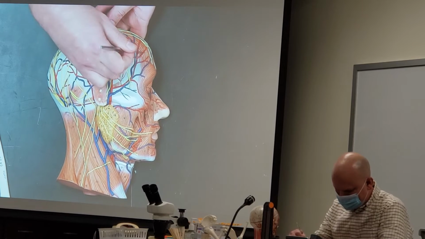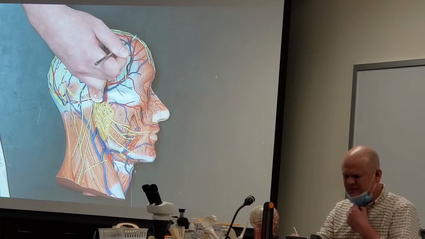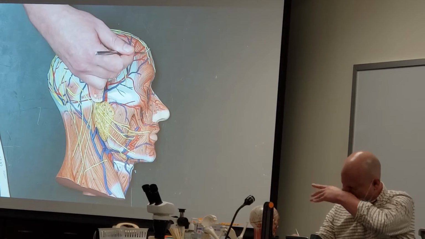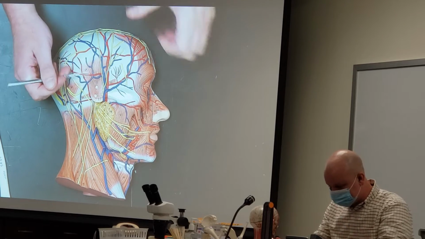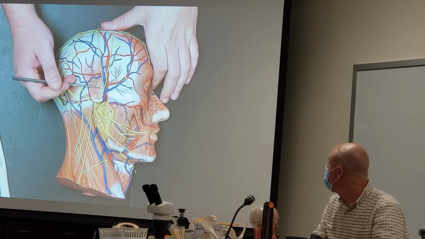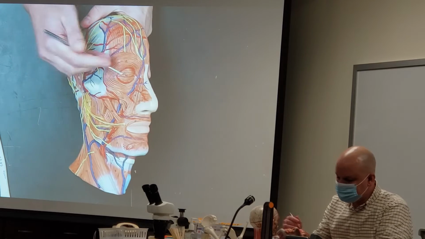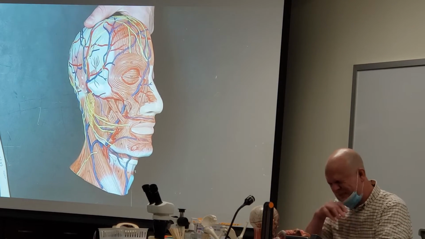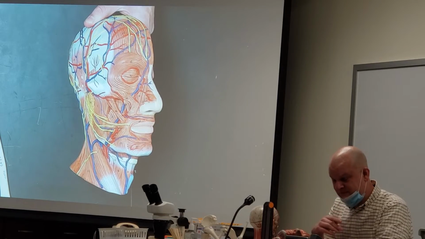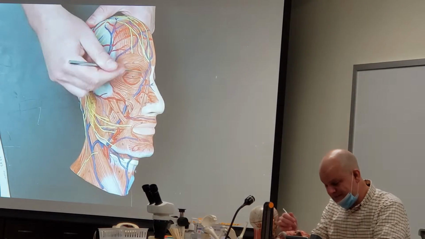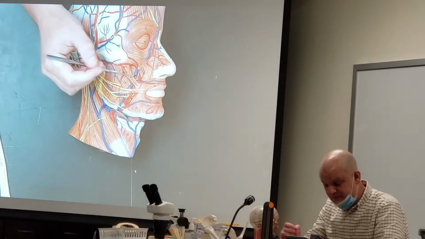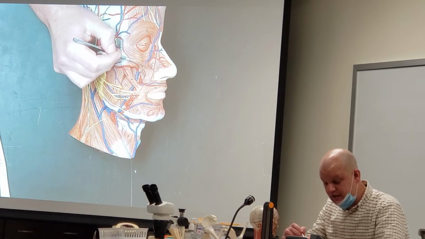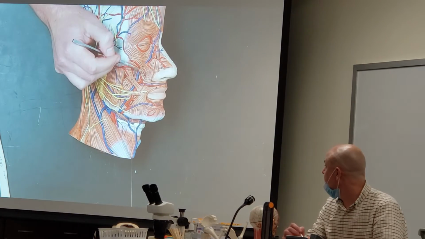Epicranius lying on top of the cranium, the epicranius. This is the temporalis. Here we can see the orbicularis oculi. Orbicularis oculi. This is the levator labii superioris.